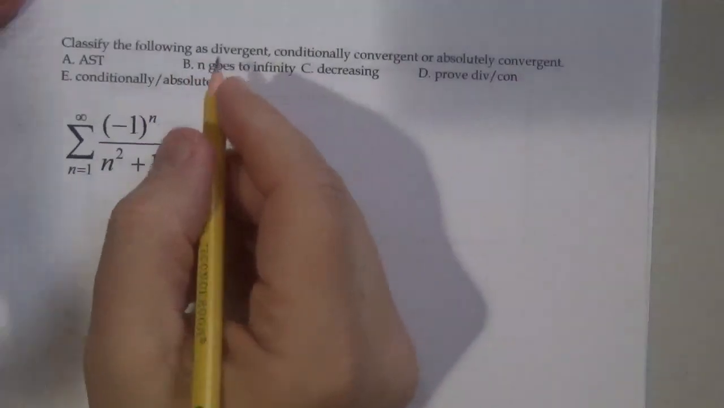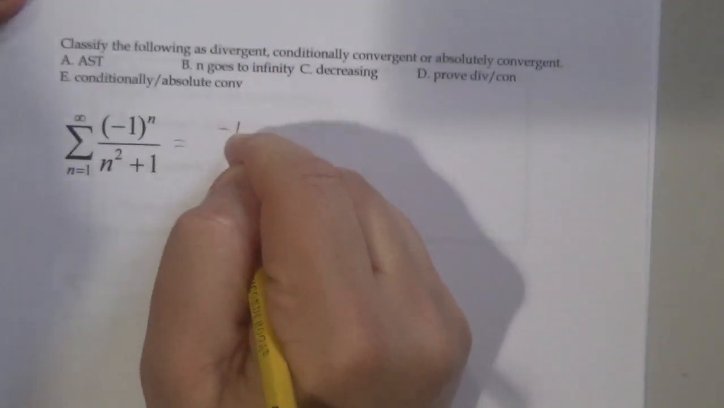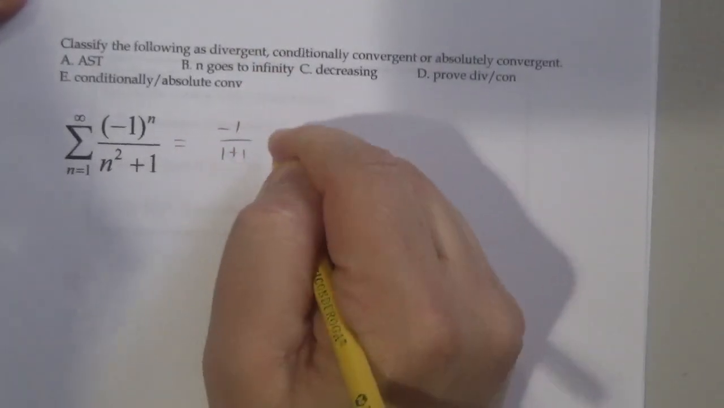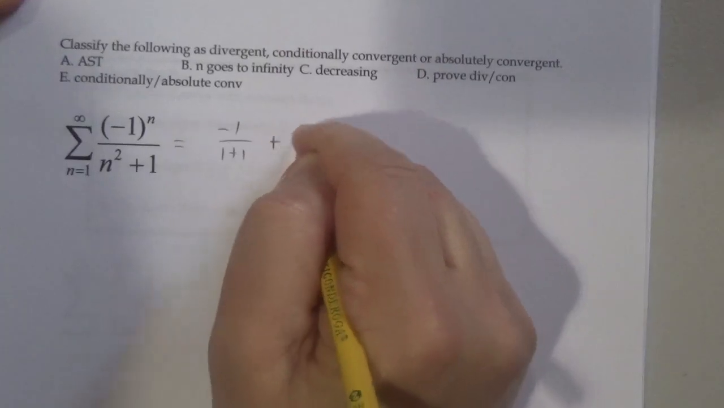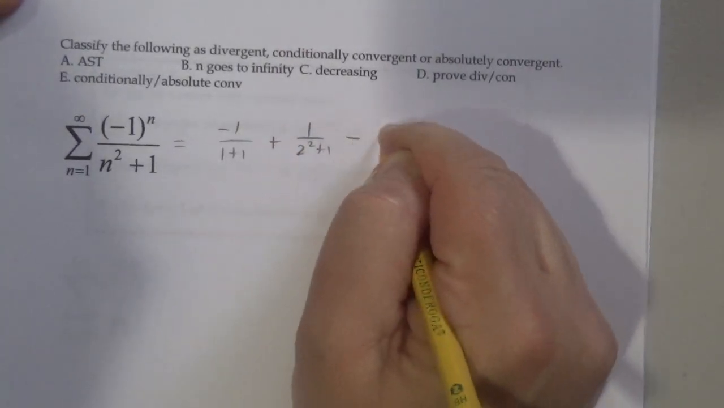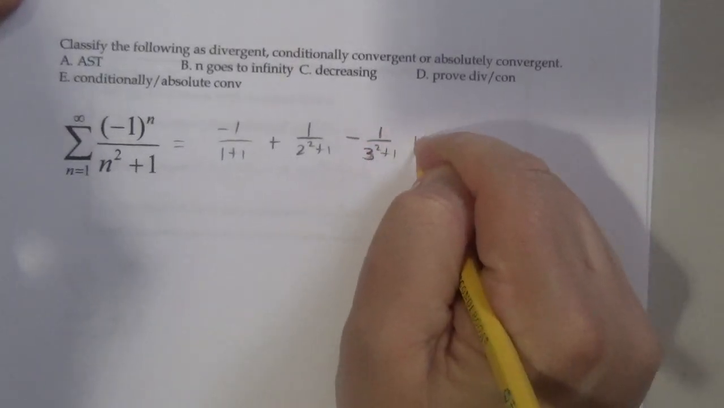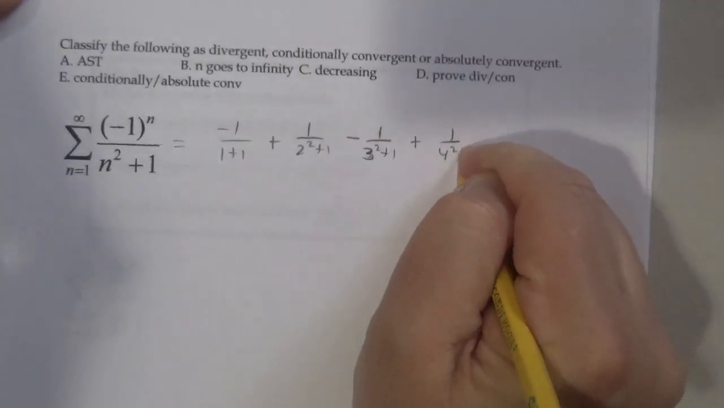Alright, so let's show that this thing is alternating. Let's plug in 1, I get -1 over 1 plus 1. Plug in 2, I get 1 over 2 squared plus 1. Plug in 3, I get -1 over 3 squared plus 1. Plus 1 over 4 squared plus 1.